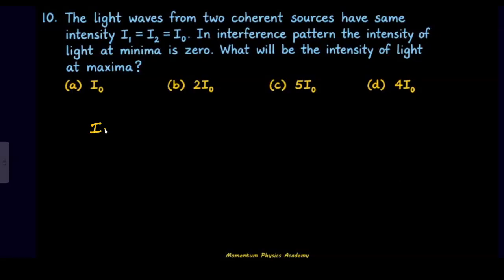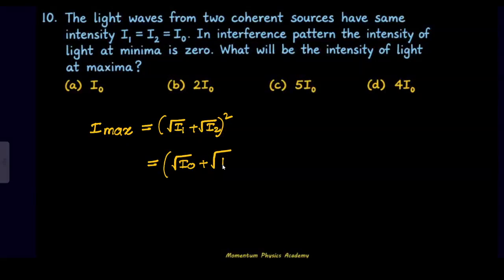So simply put this here, that is root of I1 plus root I2 whole square. Tell me how much now? So this is root of I naught plus root of I naught whole square. How much is the value? This is 2 root of I naught whole square, which will be equal to 4 I naught.